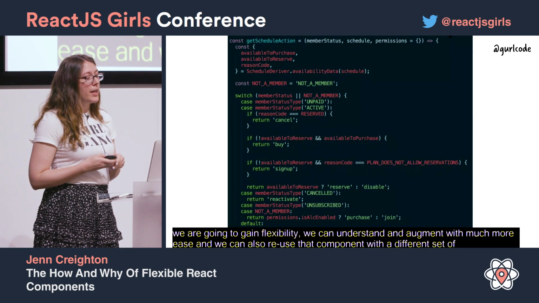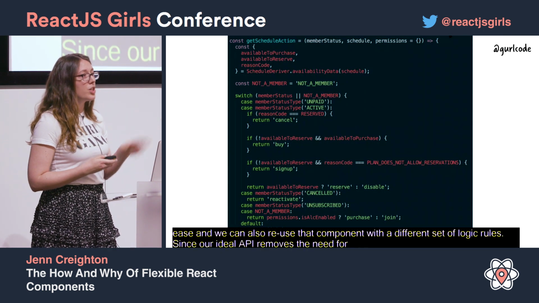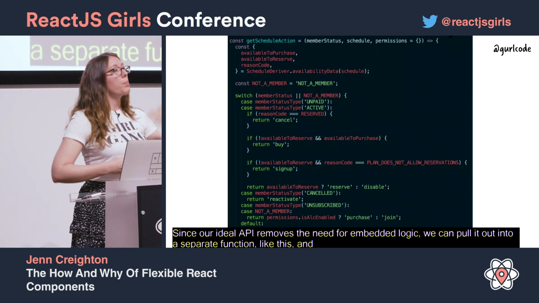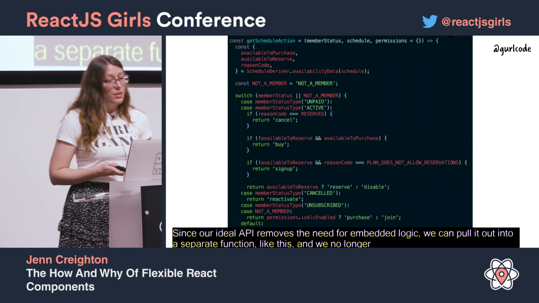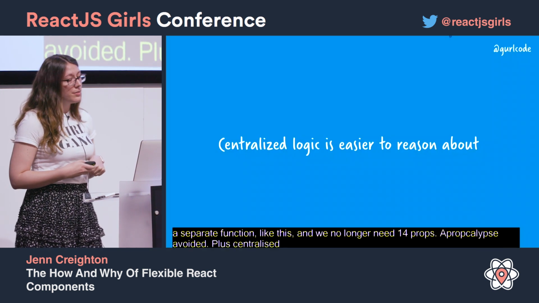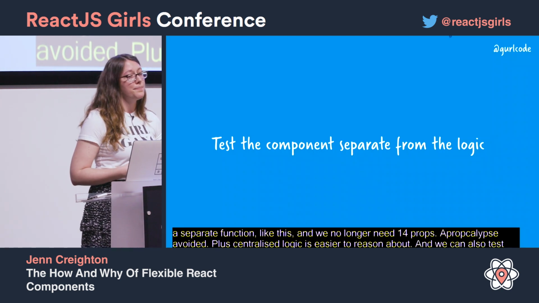Since our ideal API removes the need for embedded logic, we can pull it out into a separate function like this. And we no longer need 14 props. Apocalypse avoided. Plus, centralized logic is easier to reason about. And we can also test the component separately from our logic.